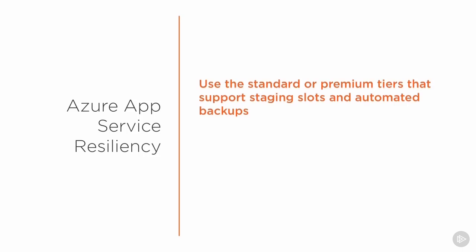So the first thing that Microsoft recommends is to use the standard or premium tiers for app service, because those support something called staging slots as well as automated backups. Now, staging slots are interesting because they give you different places within the app service plan to store different versions of your code. So you could have the current version of your code running and serving users, and then you could make a revision to that code and put it in the slot. That way it doesn't impact your production code, and then you could test it in the app service plan. And then, of course, the standard or premium tiers give you the automated backups so you can get your data back if there's ever any kind of issue.